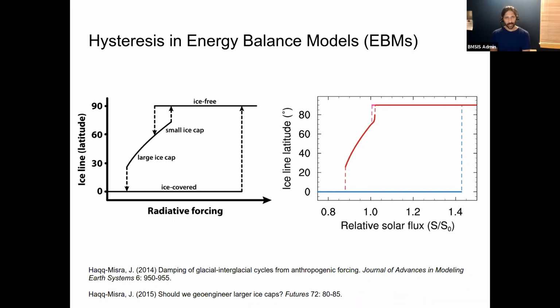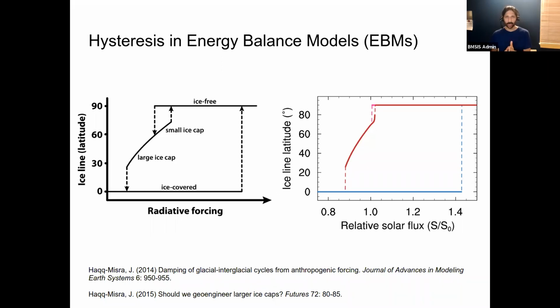And so you can see on the left side of the slide, there's a schematic diagram that shows that at a particular radiative forcing, there are multiple solutions for the ice line latitude of Earth. This essentially describes when Earth is frozen, totally glacial, when it is ice-free, and when there are ice caps. And so if you start off in an ice-covered state at the bottom, you can increase or decrease radiative forcing by a small amount and nothing will change.